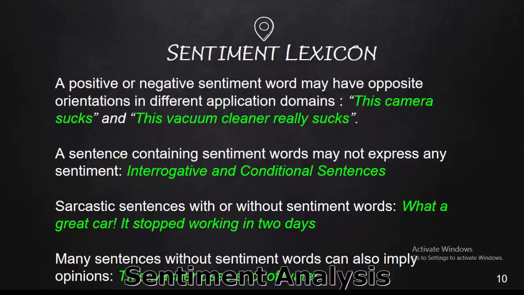A sentence containing sentiment words may not express any sentiment. Sarcastic sentences, with or without sentiment words, like "What a great car. It stopped working in 2 days." That is a bad review; it is sarcasm. Many sentences without sentiment words can also imply opinions, like "This washer uses a lot of water."